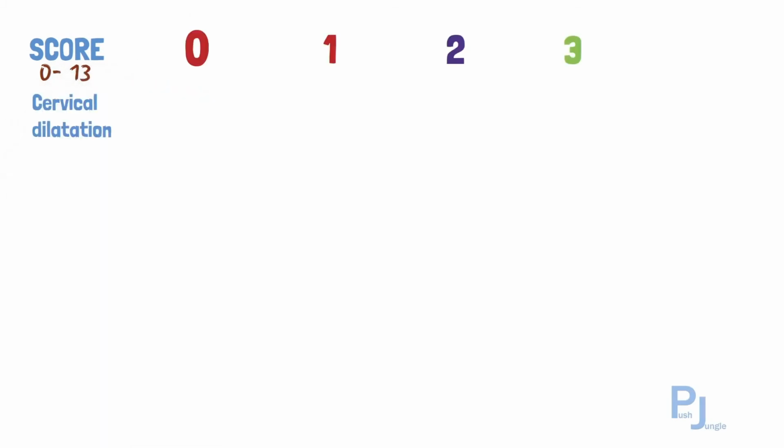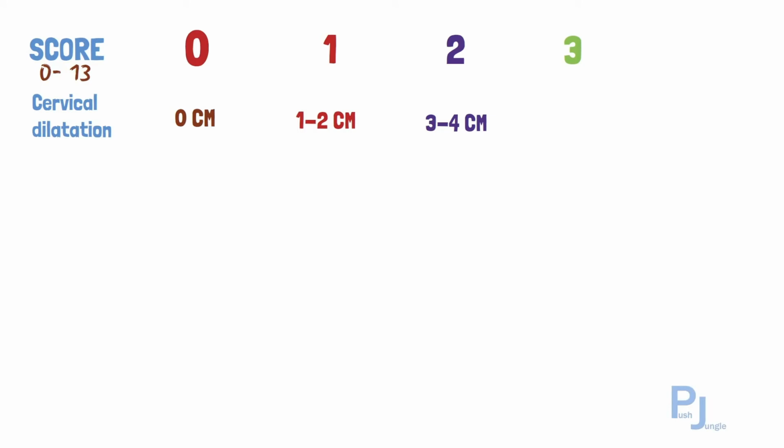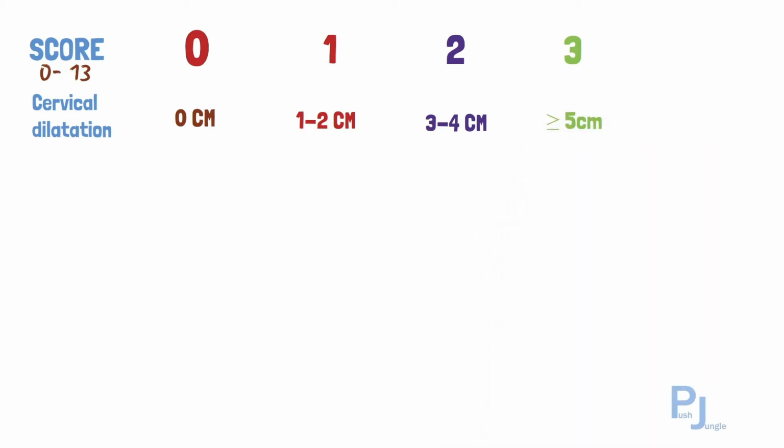The first parameter is cervical dilatation. If the cervix is closed, it is given a score of 0. If the cervix is 1 to 2 centimeters dilated, it is given a score of 1. If the cervix is 3 to 4 centimeters dilated, it is given a score of 2. While if the cervix is greater than or equal to 5 centimeters, it is given a value of 3.